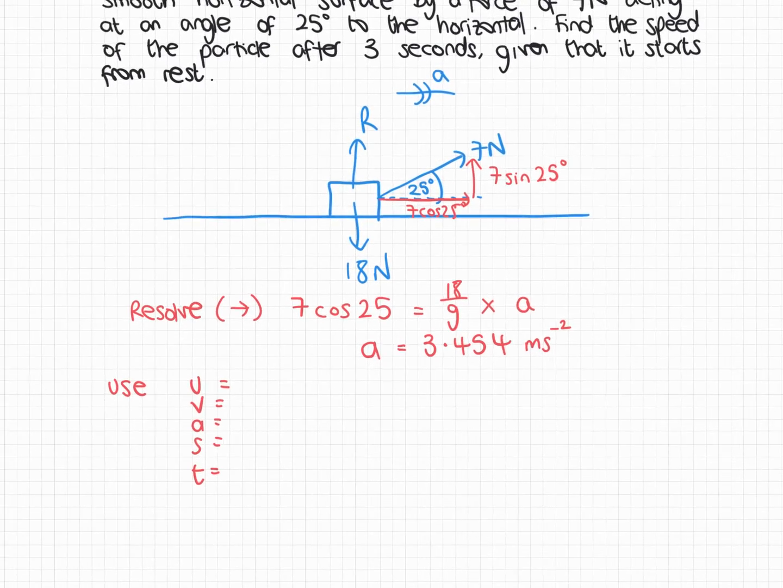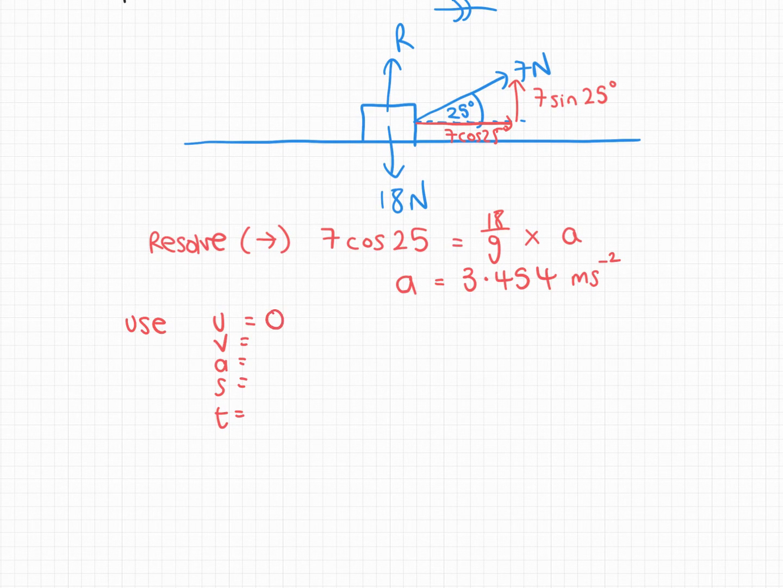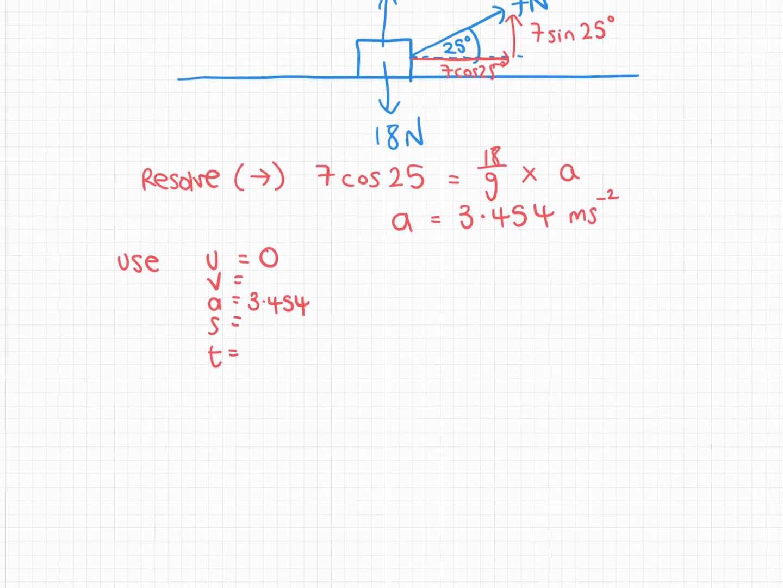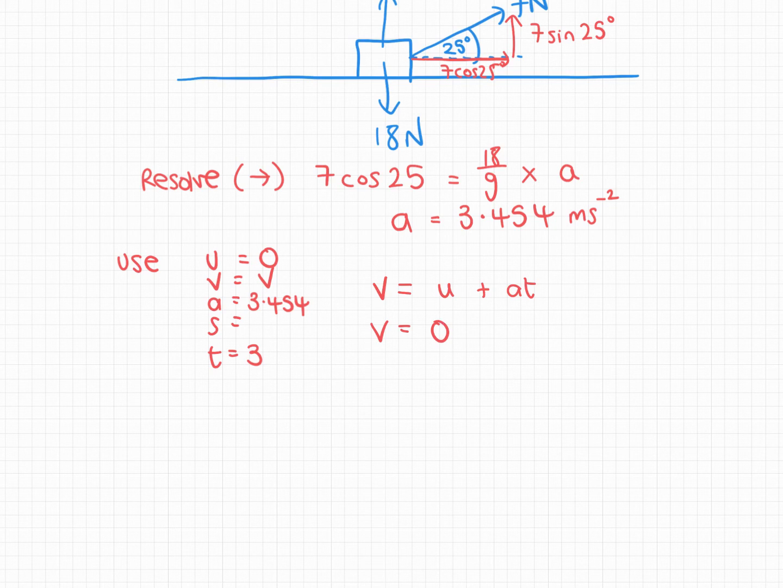And what are we told? We're told it starts from rest, so u is 0. I know my acceleration is 3.454. I know that the time is 3 seconds. And I want to find the speed, so I'm trying to find v. So, which equation has u, v, a, and t? It's going to be v equals u plus at. v equals 0 plus 3.454 times 3, or v equals 10.4 meters per second.